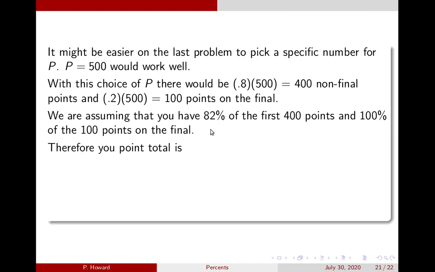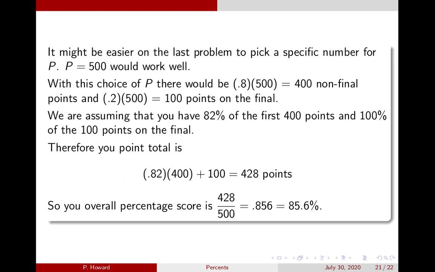So your point total is 0.82 times 400 plus 100, a total of 428 points. What percent is this of the total 500 points? Your overall percentage is 428 divided by 500, 0.856, or 85.6%.